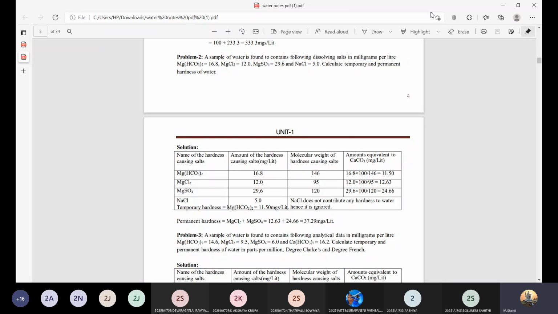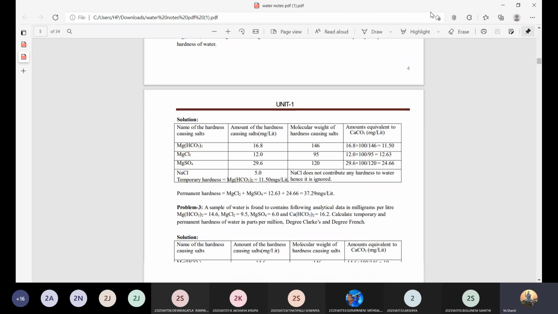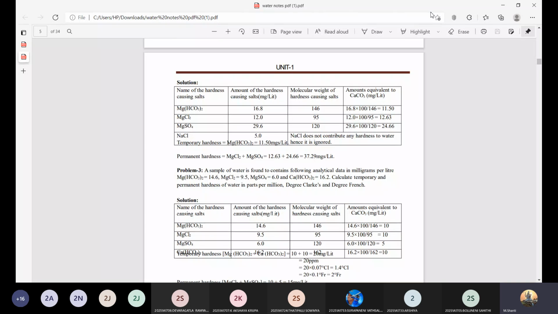Okay. So therefore, you get the value for magnesium chloride and 24.66 for magnesium sulfate. And NaCl, it's there in the statement.